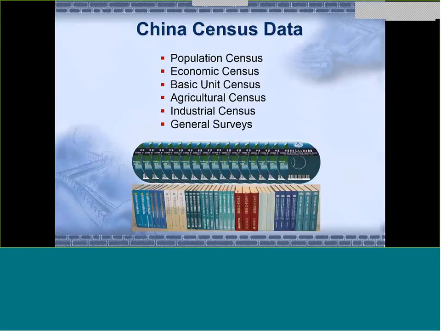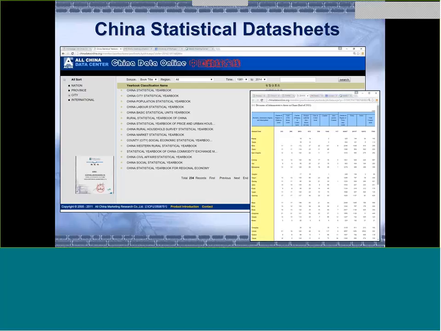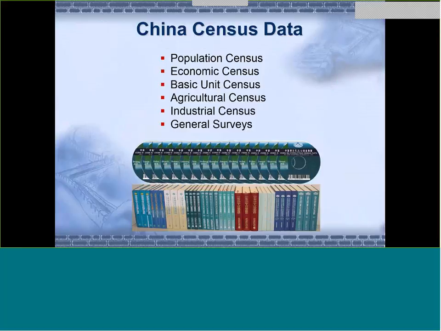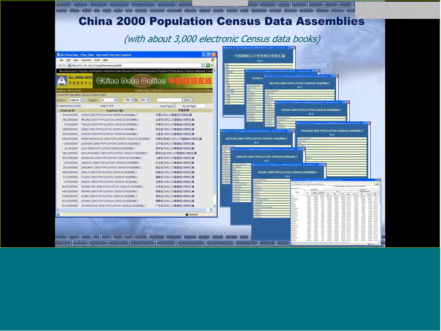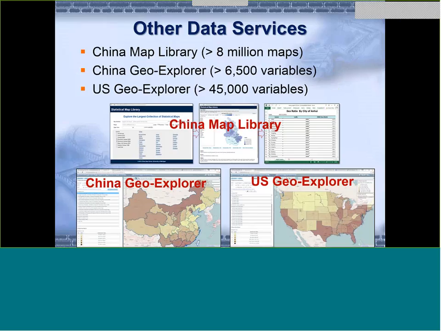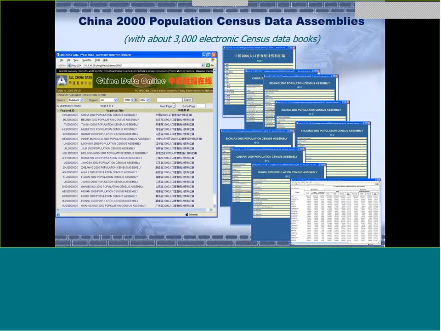We are still working on this statistical data sheet, and the program will be updated very soon. The Census database includes the population census in 2000, and also some other censuses: the economic census, agriculture census, industrial census, and general surveys. Basically these come from the statistical yearbooks. The most comprehensive census data is China's 2000 population census data.